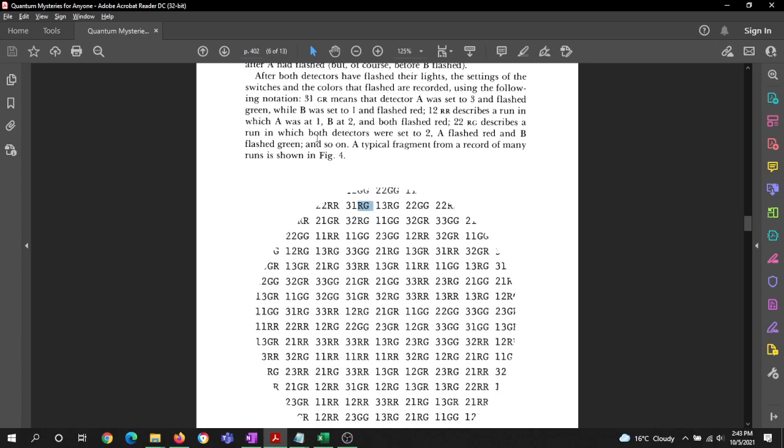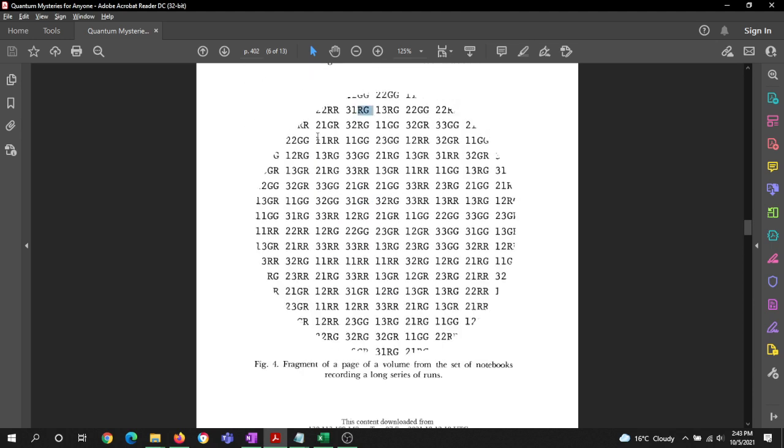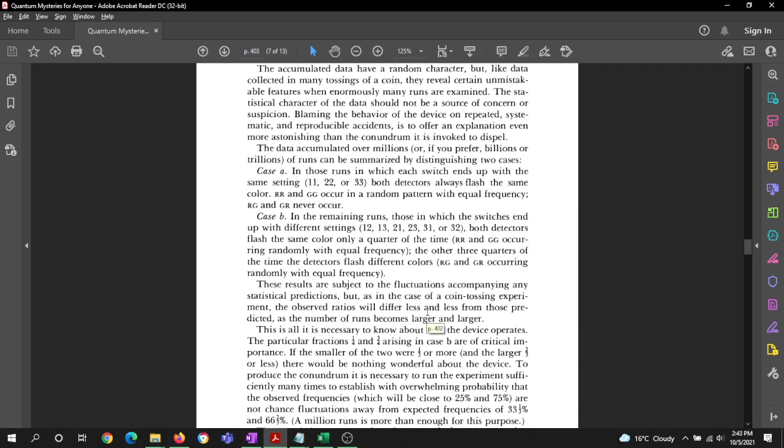Okay, so they show just a little record fragment. If you were to do this experiment a bunch of times and record the different settings and the different lights, then you could make a good analysis of what this box is actually doing. Once you accumulate the data, he states that there are some situations where the detector is in the same setting. Assuming that the particle is encoded with this information and the same setting will always give the same light color, that means that if both boxes are set to the same setting, then theoretically they should both give the same light output.